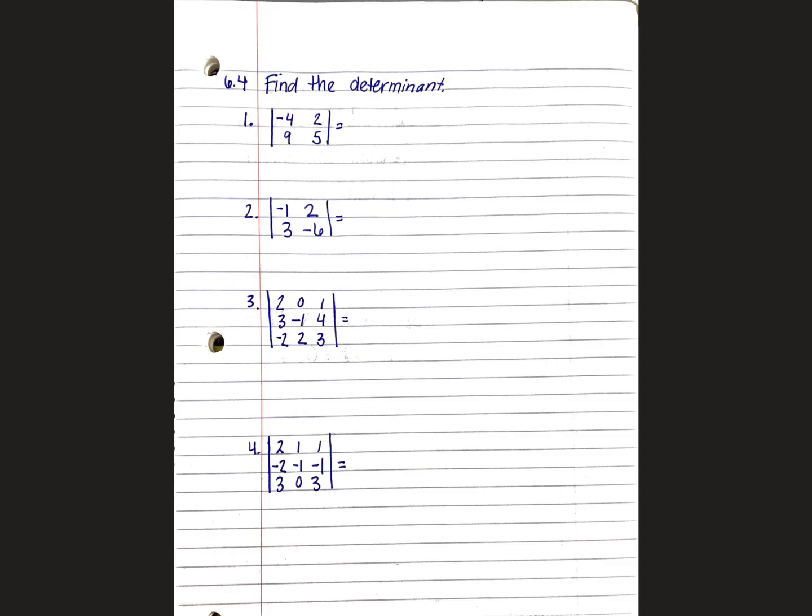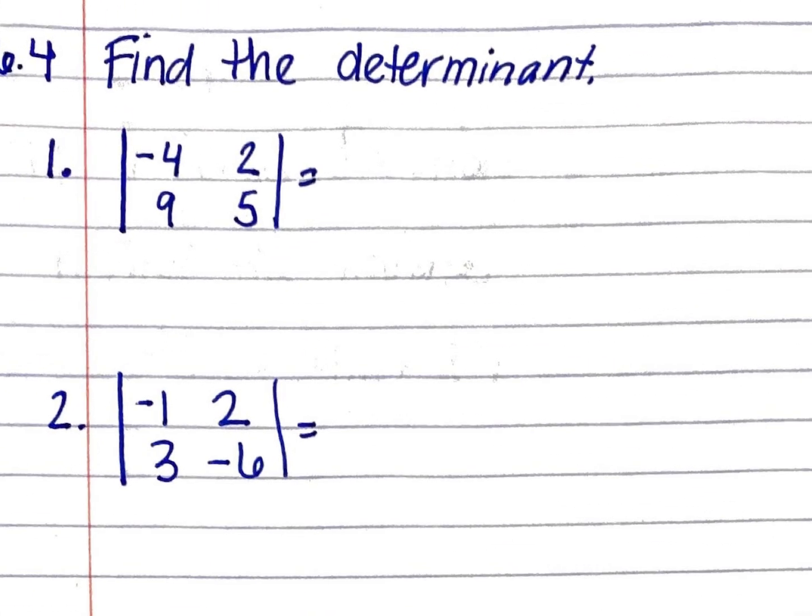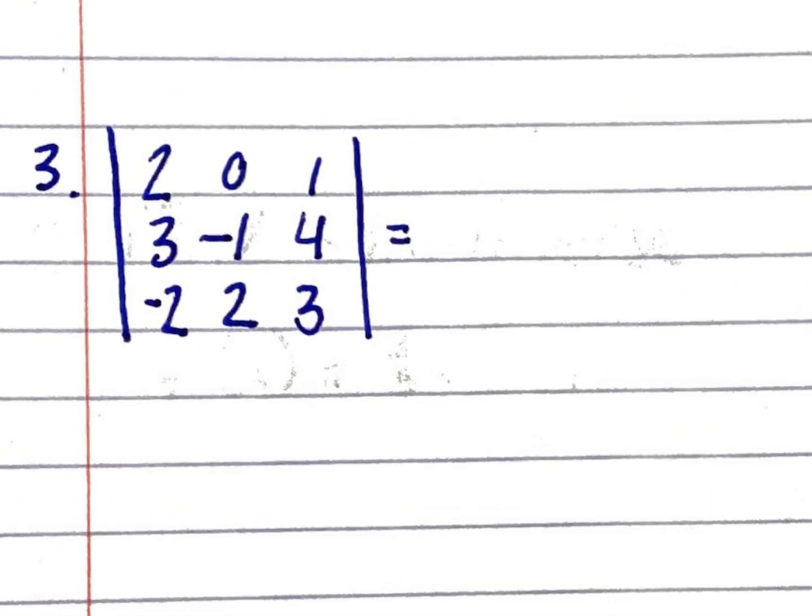All right, when finding the determinant for a 2 by 2, you just multiply this way. So 5 times negative 4 minus 9 times 2. So negative 20 minus 18 is negative 38. All right, so number 2 you can do on your own. So then let's do 3.